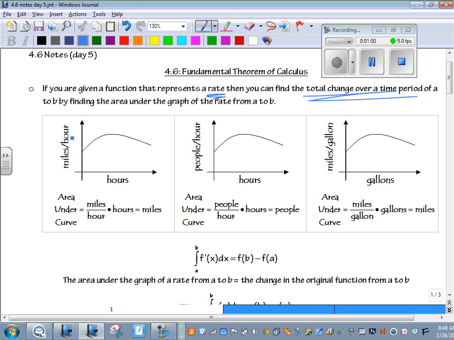Here, if we have the y-axis labeled in miles per hour and the x-axis in hours, for the area under the curve we're multiplying these things together, and we're getting miles per hour times hours. Our answer is going to be in miles. So it's going to be the change in miles from this time to this time. People per hour and hours, right? We multiply those, we get people. So it's going to be the change in number of people over a time period. Miles per gallon times gallons, we're going to get miles. So keep that in mind when we're looking at area under the curve. We're finding the total change of that original function.